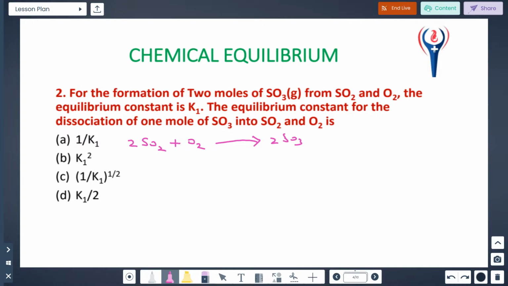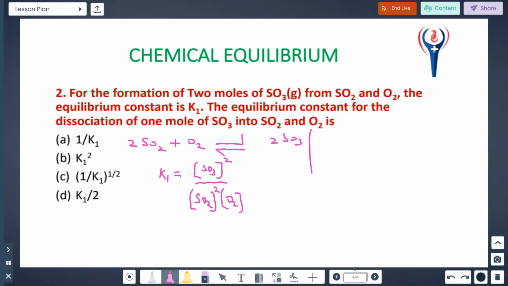We should write the equilibrium symbol for that. So K1 is equal to what? Product by reactant. So concentration of SO3 power 2 by concentration of SO2 power 2 into concentration of O2. Isn't it? This is K1.